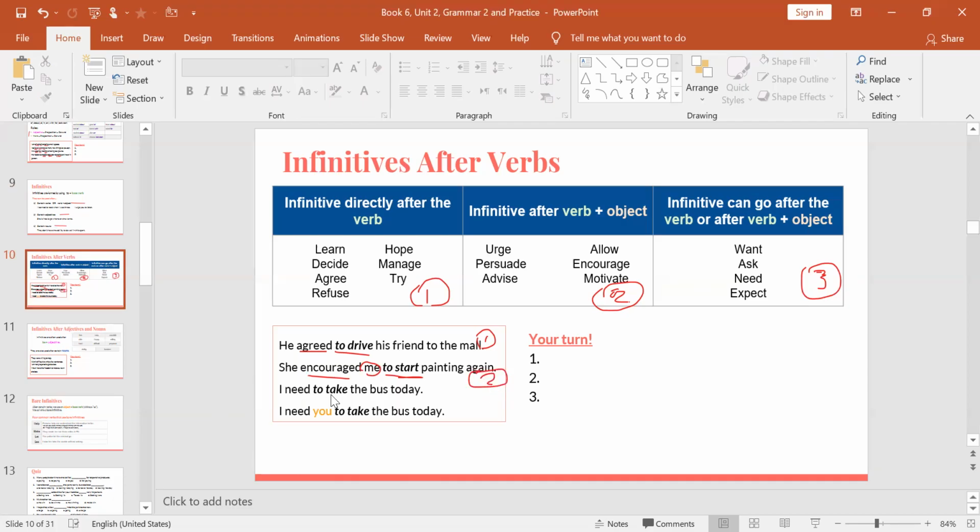I need to take the bus today. So I need to take the bus today works in category 1, but we see here that need is a hybrid, because here it says I need you to take the bus today. That also works. So these two are the hybrid categories that can function as either 1 or 2. Okay, so let's take a pair of seconds to come up with your own sentence, and then we'll do one together.